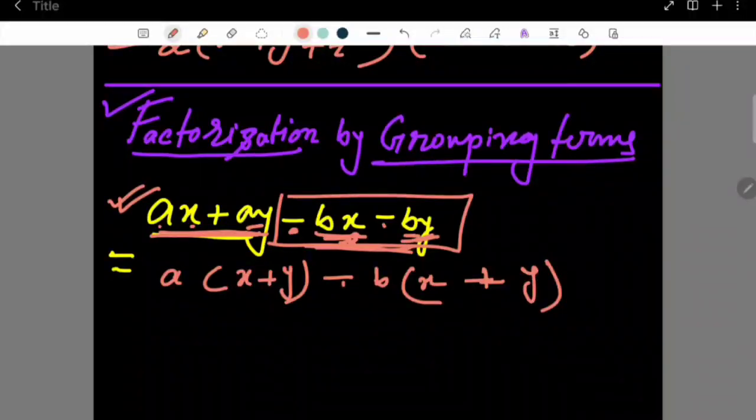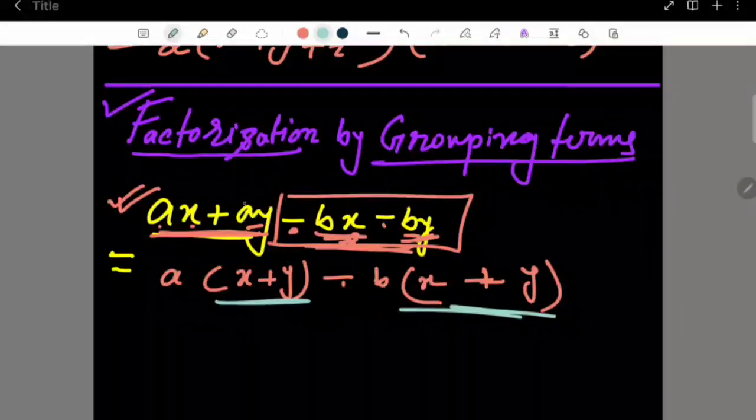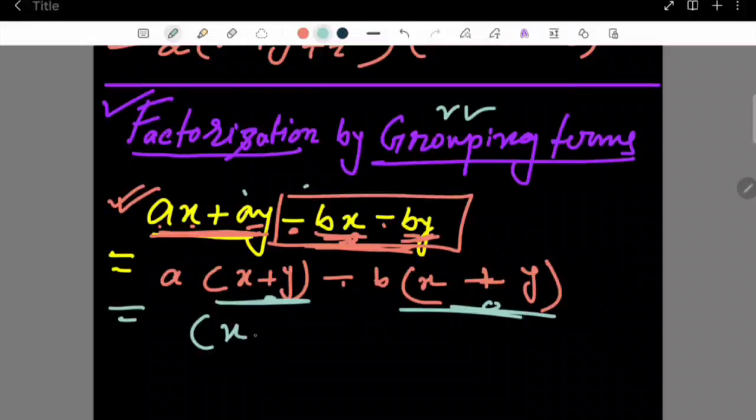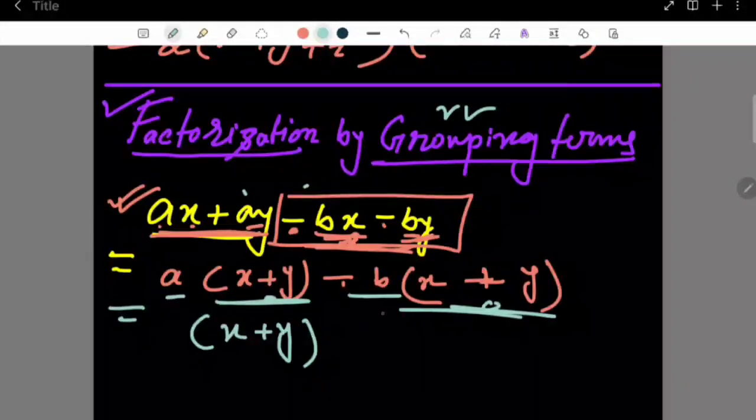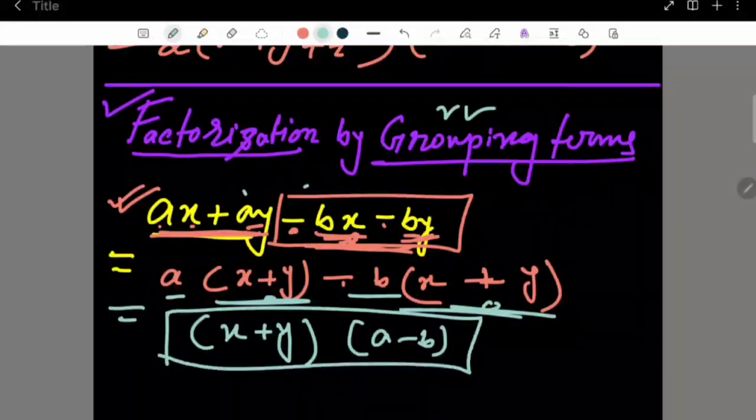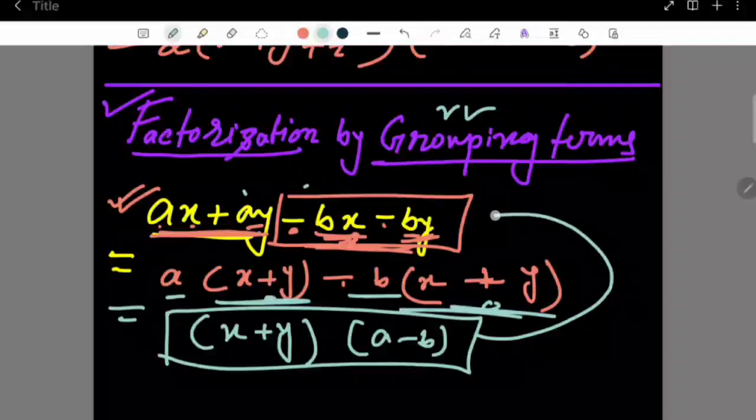Now the main thing we will see: after taking common, whatever the leftover things are, this bracket part and this bracket part have to be the same. If not the same, then we will rearrange the terms. That is the meaning of grouping the terms. So x plus y is common here, we will take it out. Again, what is left? Here a is left, here minus b is left, so write it as a minus b. This will be your final answer. If you multiply these two brackets, again you will get back that expression.